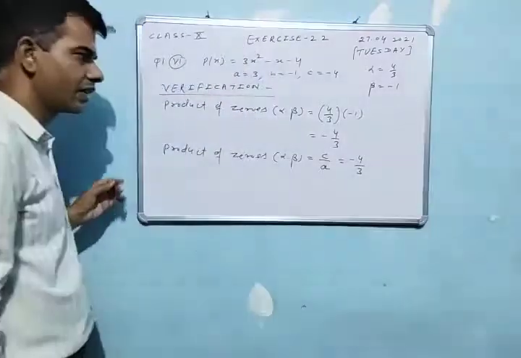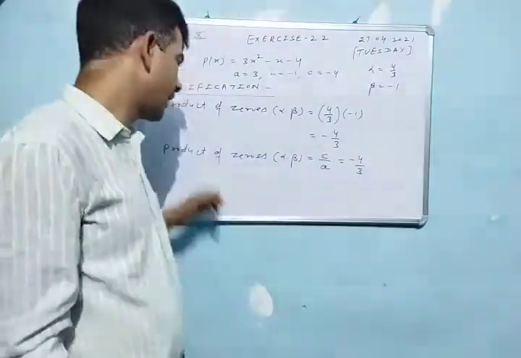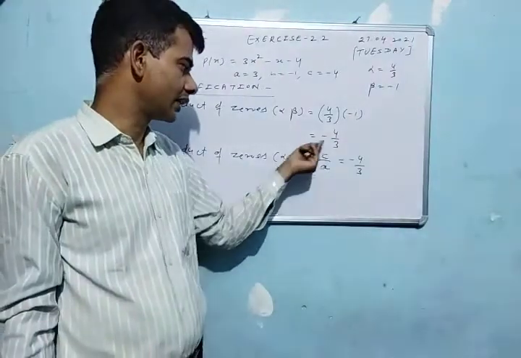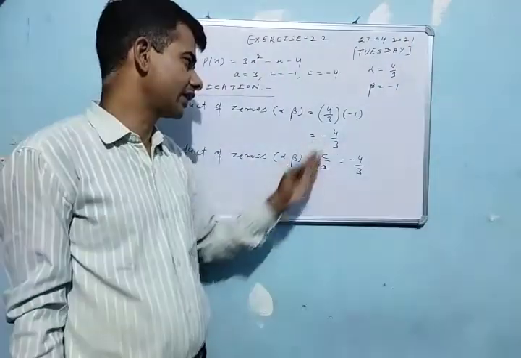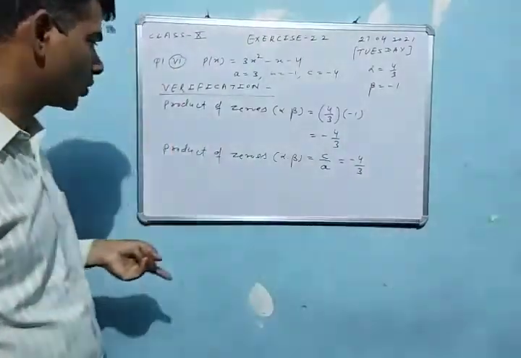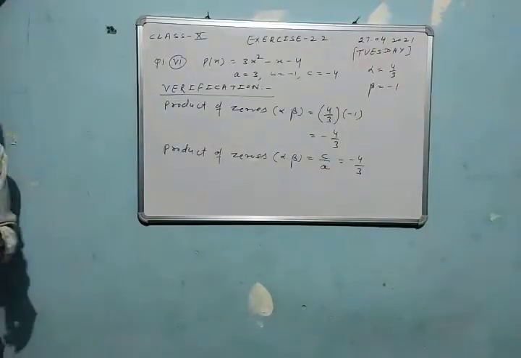Now student, here we are observing that product of zeros by zeros, that is minus 4 by 3, and product of zeros by coefficient formula, that is c by a, minus 4 by 3 are equal. So sum of zeros as well as product of zeros are verified. Student, note down it.